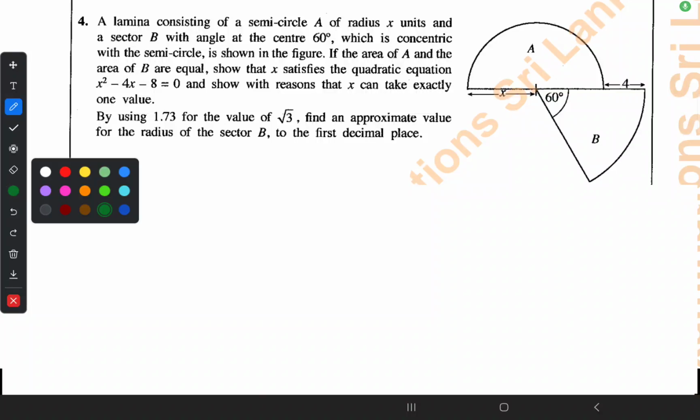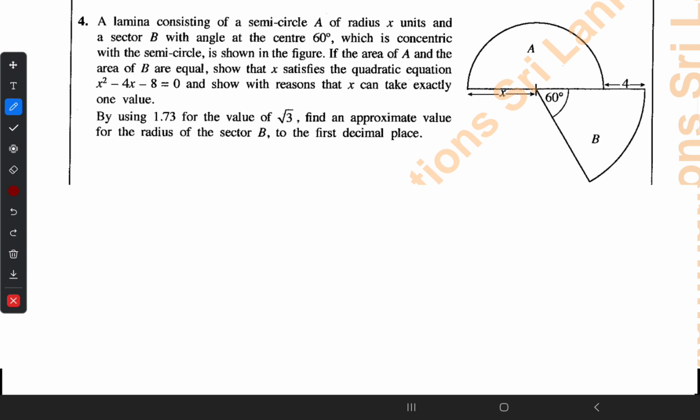This is a 2019 quadratic formula equation question. Okay, from the start, let's see again. A lamina consisting of a semicircle A with radius x units, and a sector B with angle at the center of 60 degrees, which is concentric with the semicircle. Okay, these two are concentric with each other. The area of A equals the area of B, and we have to show that this particular given quadratic equation is satisfied.